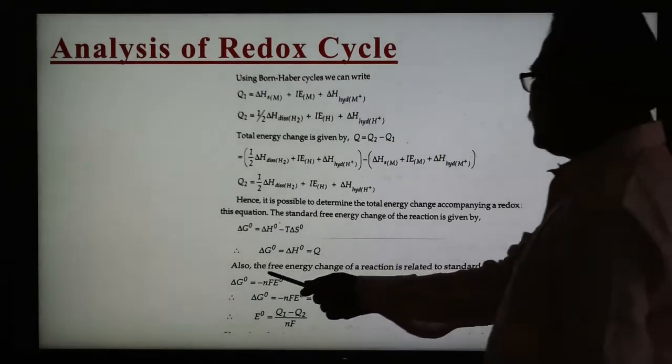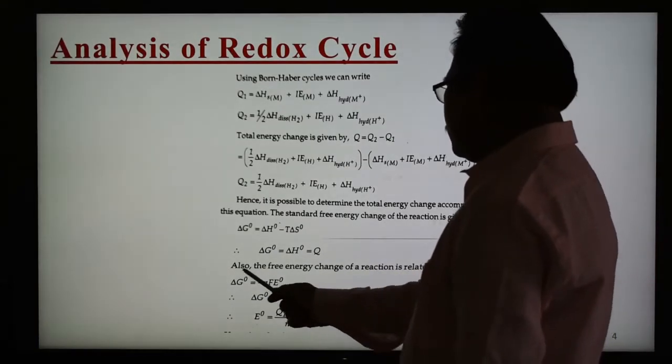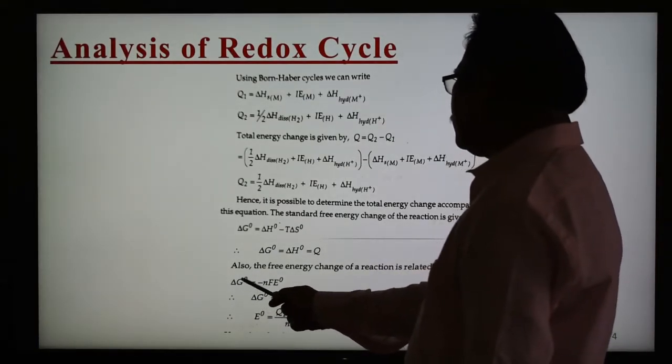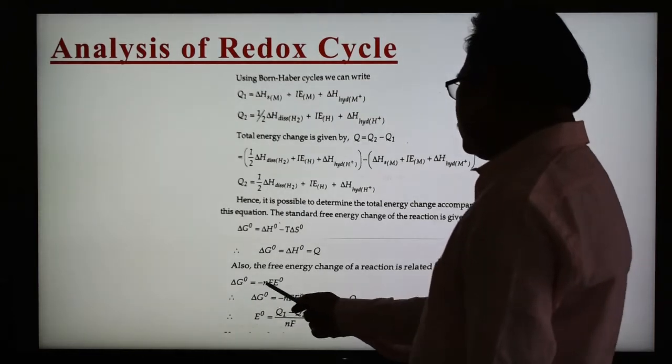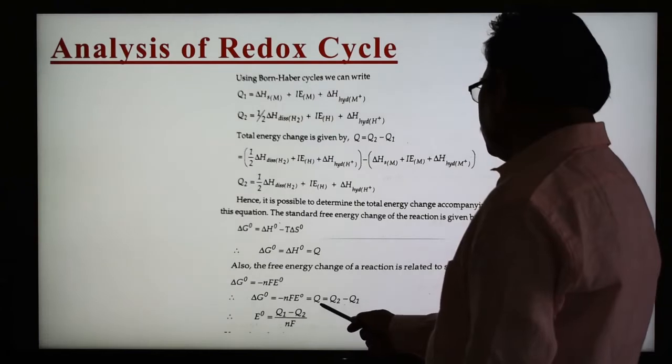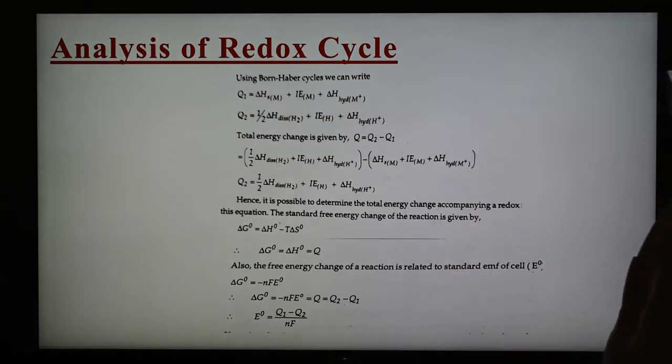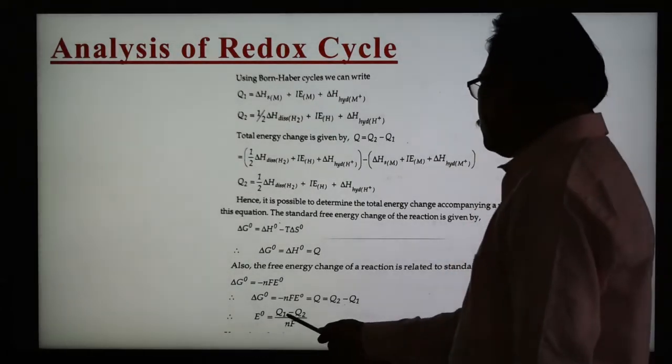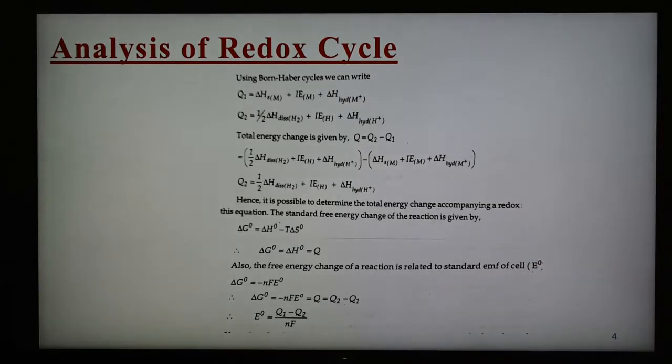The energy change of a reaction can be related to the standard EMF of the cell, and this is the Nernst equation, the standard equation which shows the relation between delta G0 and E0. So delta G0 equals minus nFE0, which equals Q, equal to Q2 minus Q1, and E0 equals (Q1 minus Q2) upon nF. So this is the equation.